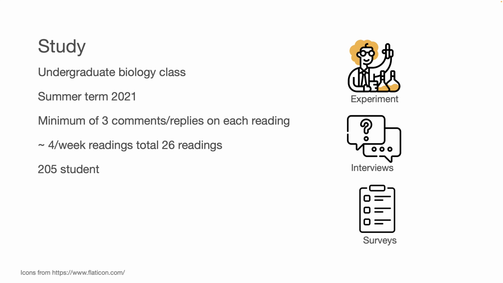Our study population was an undergraduate biology class at UC Davis during the summer term of 2021. The students were tasked to write at least 3 comments or replies on each reading on NB. Each week had around 4 readings with a total of 26 readings. The total number of students was 205. Our study involved a controlled experiment followed by interviews and then surveys.